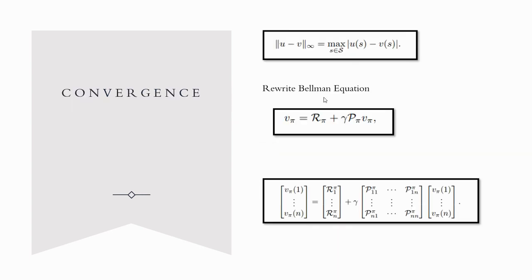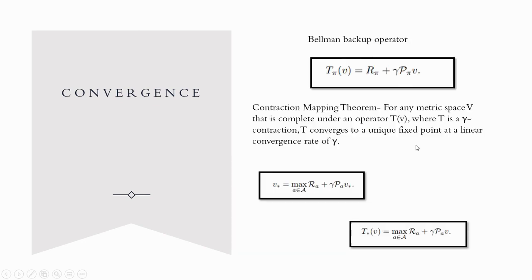So now, once we perform our value iteration, we can use this equation here, which is the convergence equation. So what this equation is telling us is it measures the distance between two state values, u and v, by the largest difference between the state values. We can rewrite this equation using the Bellman equation into a matrix form. So this equation here translates to this in matrix form.